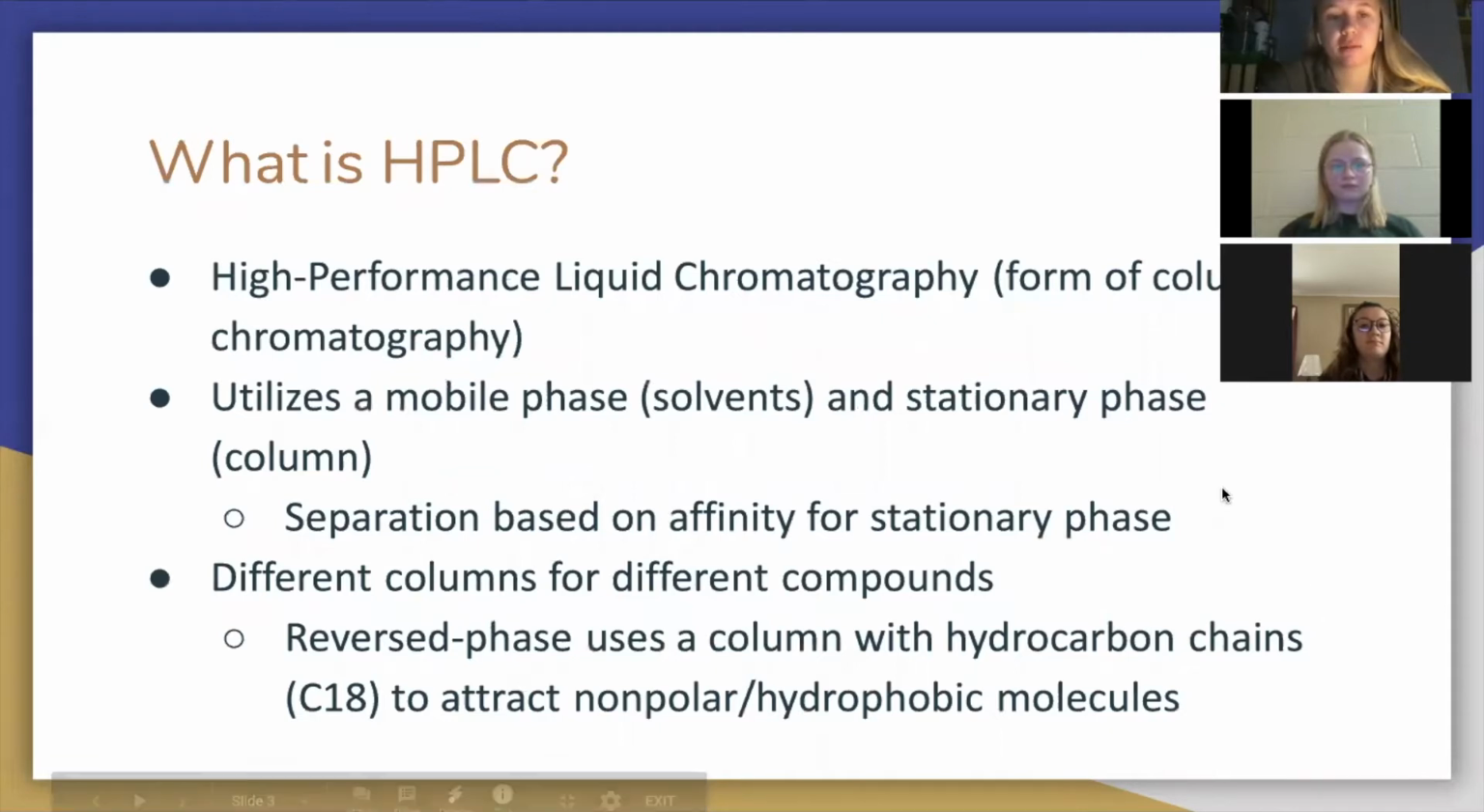HPLC is high performance liquid chromatography. It's a form of column chromatography. It utilizes a mobile phase, so solvents, and a stationary phase. The mobile phase are solvents, and the stationary phase is our column. Separation is based on affinity for the stationary phase, with different columns for different compounds. So for ours, reverse phase uses columns with hydrocarbon chains to attract nonpolar hydrophobic molecules.